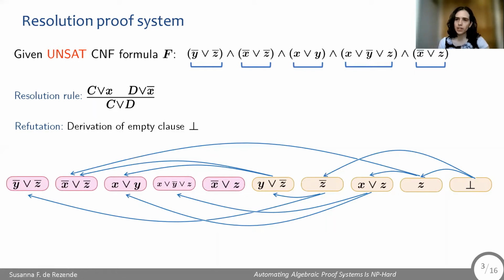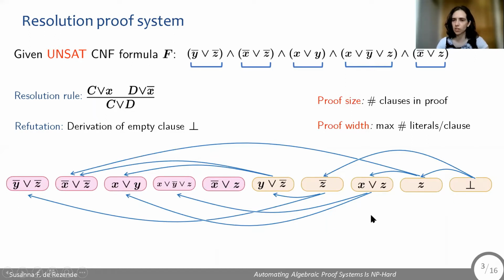Now, there are two complexity measures that we're going to care about. The first one is the size of the proof, which is simply the number of clauses in the proof. In this example, we have 10 clauses, so the size of this proof is 10. The other complexity measure is the width of the proof, which is the maximum number of literals in any clause. In this case, it's 3.